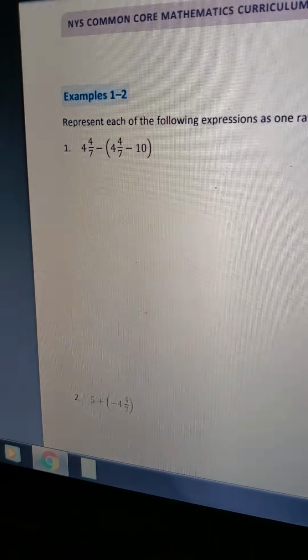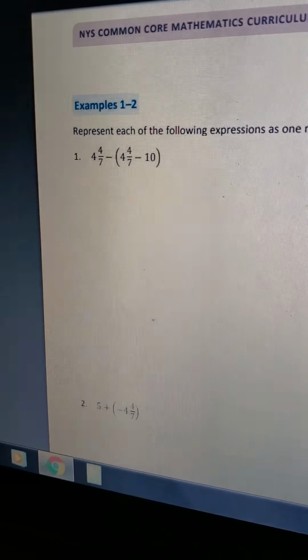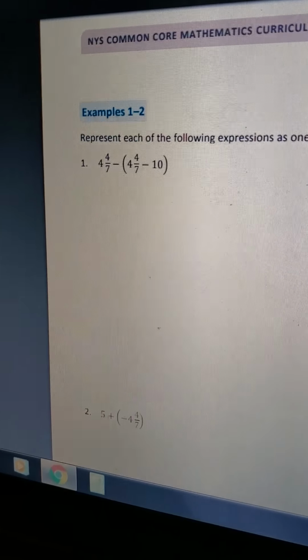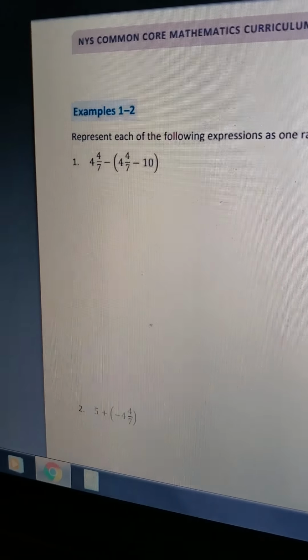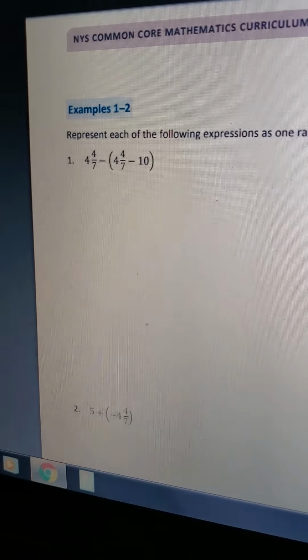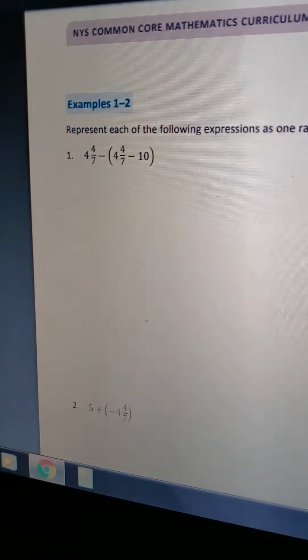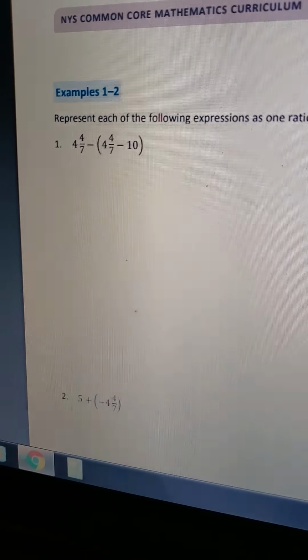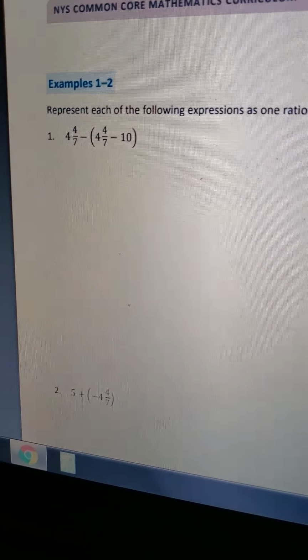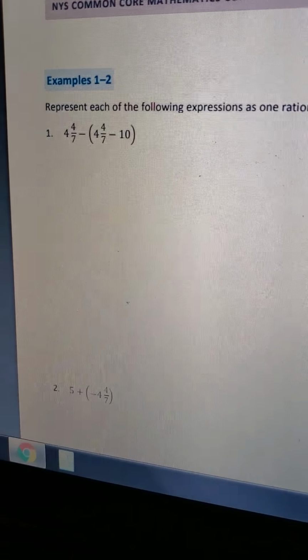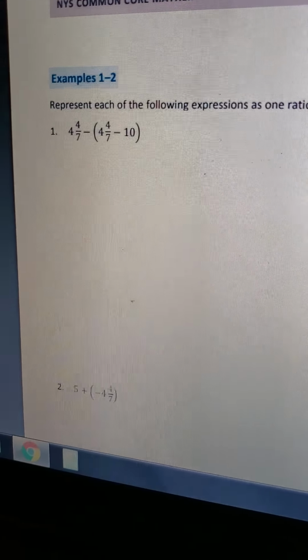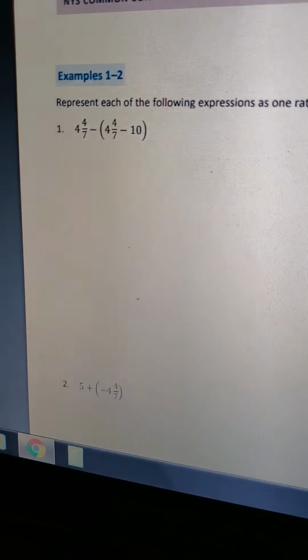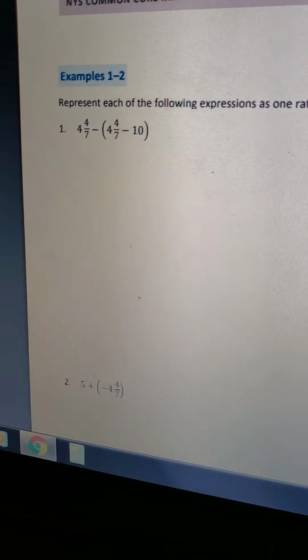So the best way to do it is always do inside the parentheses first, meaning change the sign inside the parentheses. So you have 4 and 4/7 minus 10. You want to change that first. And then when you do that, you want to do the subtraction sign outside the parentheses, but make sure you do everything that's inside the parentheses.